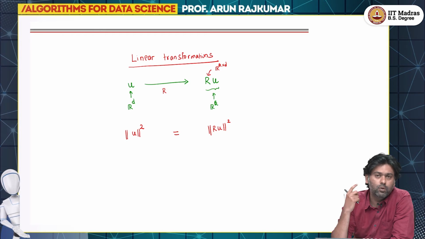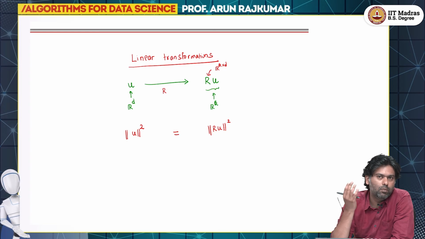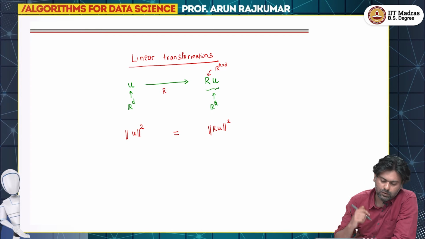So if so, then we should not even worry about the JL Lemma. We should reduce the dimension and preserve lengths exactly. That's a better thing to do, right? So can this happen is the question.